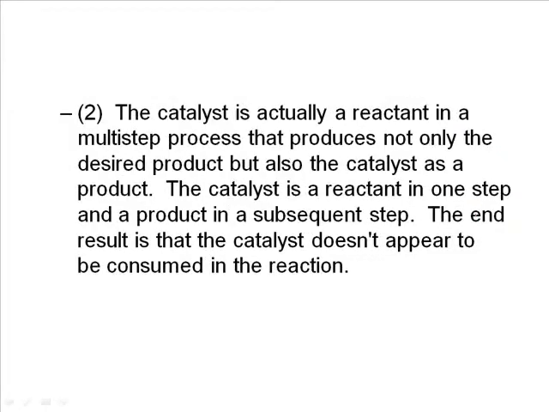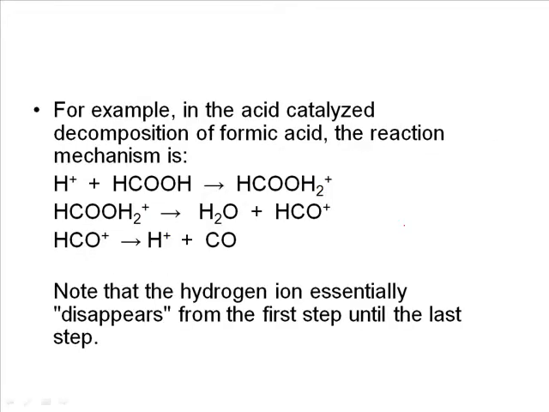Okay, the second thing a catalyst can do is it's usually, what it'll do is it'll be a reactant and then it will be a product. So it's a reactant in one step and a product in a following step. But just like an intermediate, it does not appear in the overall reaction. So we want to make sure we can clarify the difference between an intermediate and a catalyst.